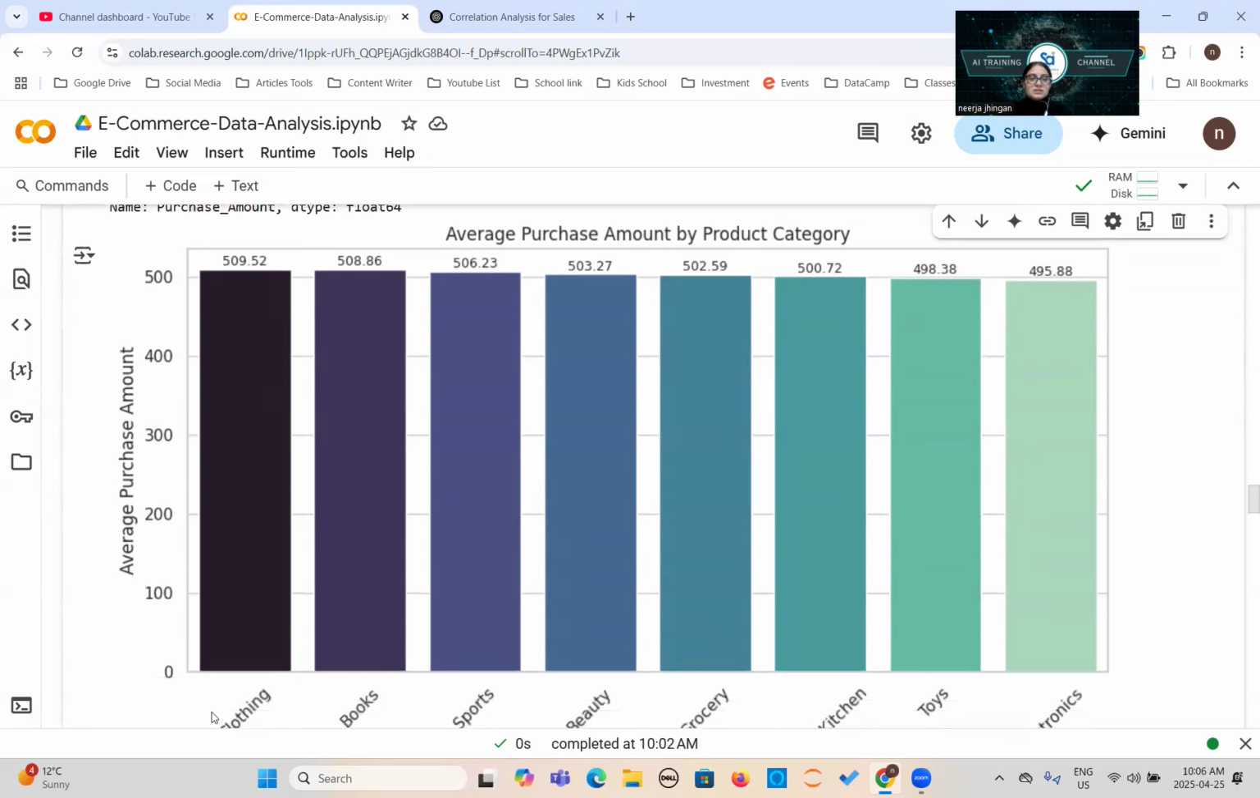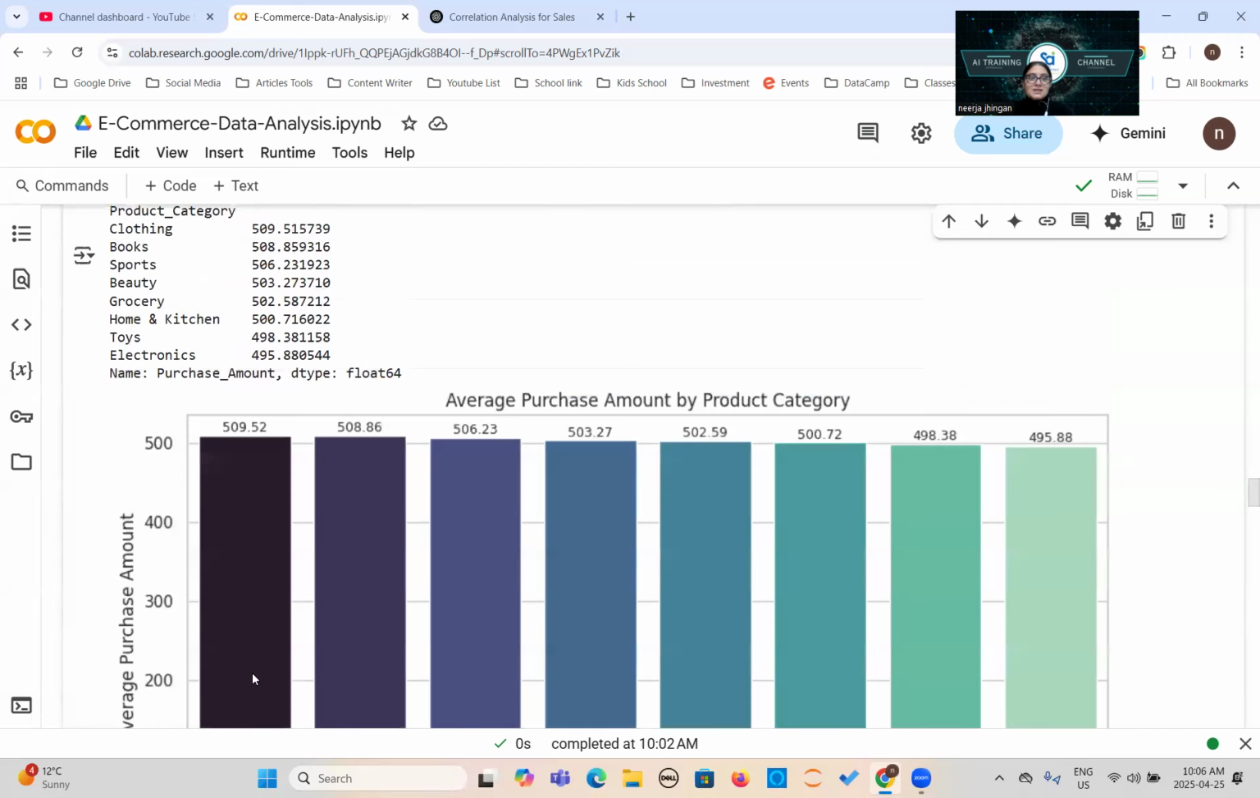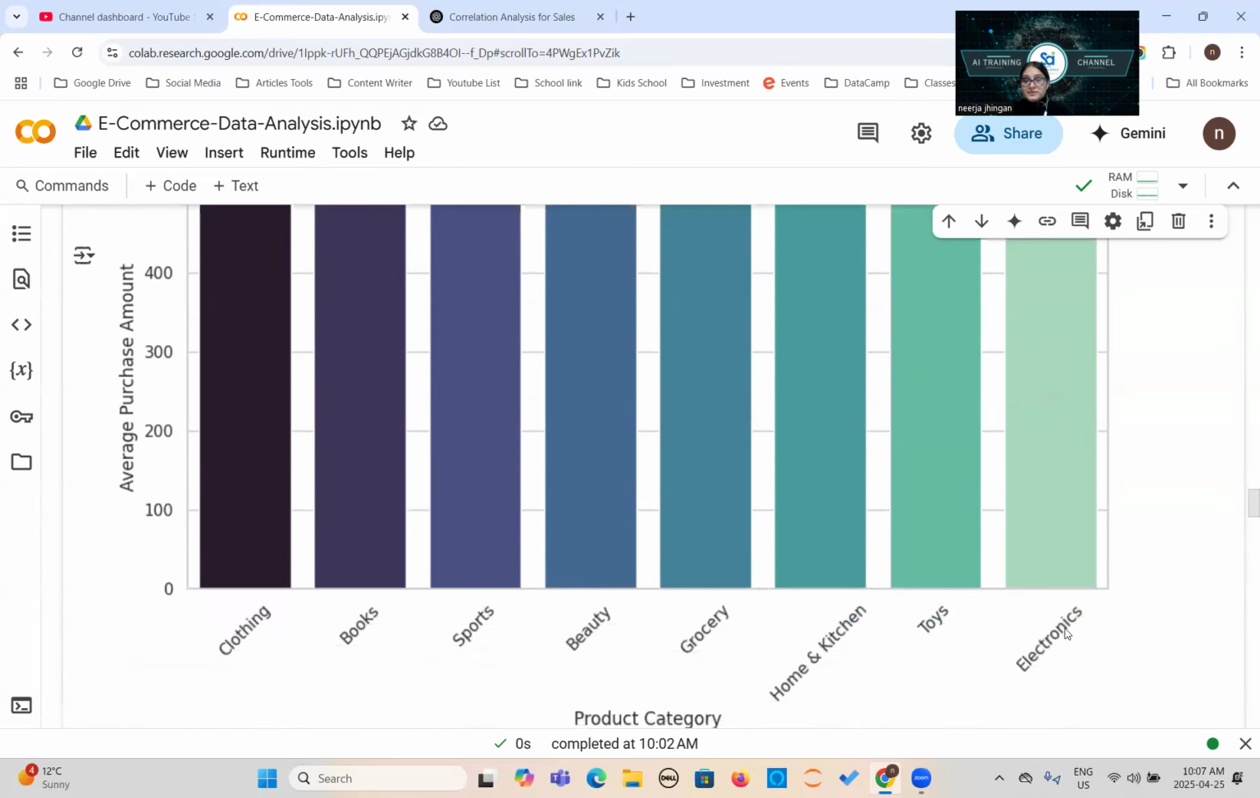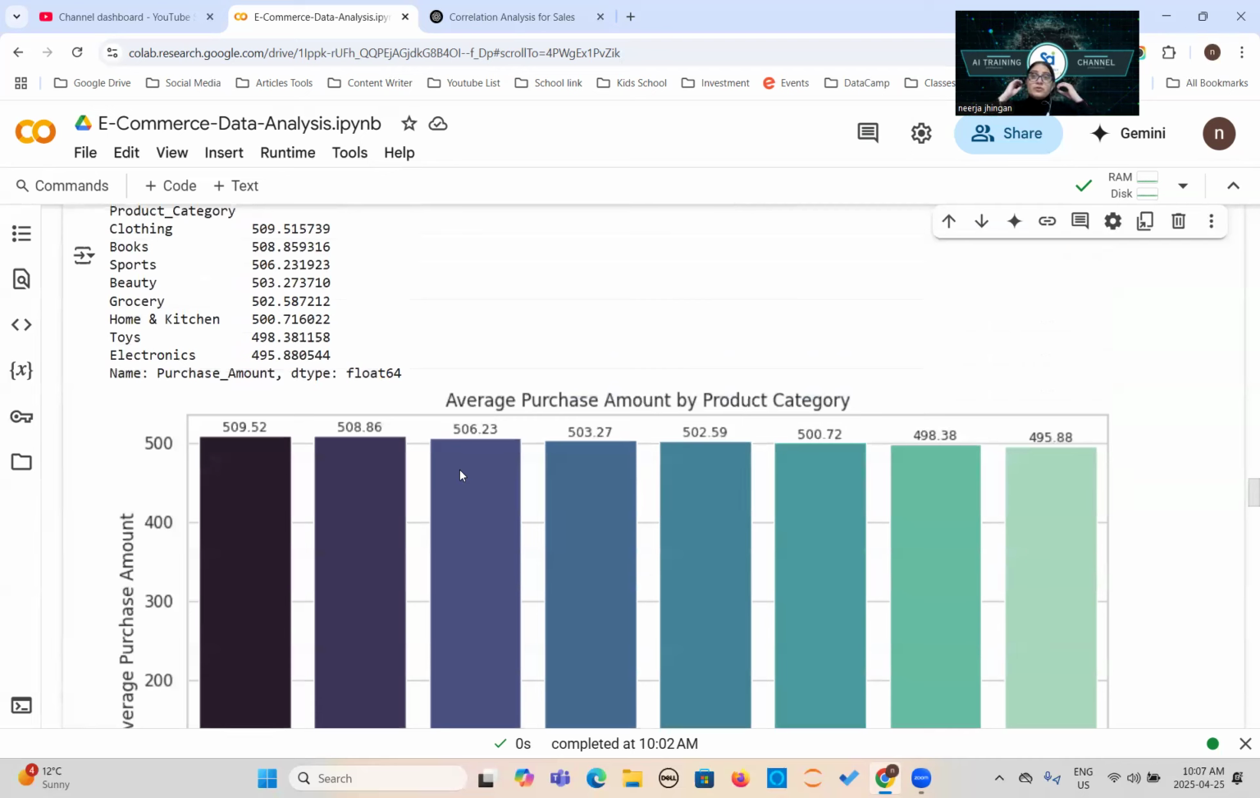Now look at this. The clothing product category has the highest average purchase amount, $509.52, right? Or maybe rupees 509.52. The lowest purchase is for your electronics. So this is also giving a very good idea to your stakeholder: the average amount people are spending on which product category.